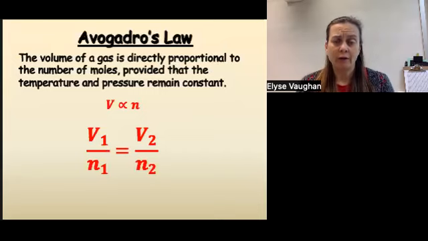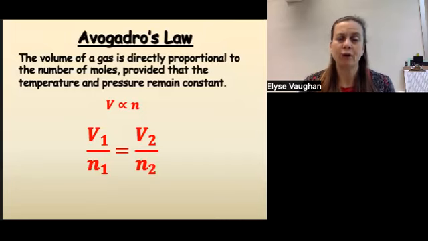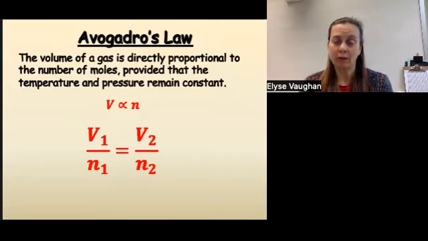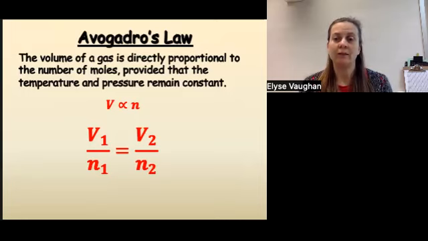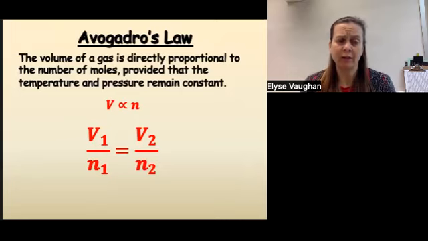And you might remember Avogadro, our friend from the mole, and you might remember Avogadro's number. And Avogadro's law relates moles and volume. And Avogadro's law says that the volume of a gas is directly proportional to the number of moles, providing that temperature and pressure remain constant. So now, instead of holding the number of molecules constant, we're holding the temperature and pressure constant and varying only volume. You could also look at an extension of Avogadro's law and say that if we hold temperature and volume constant, then pressure is directly proportional to the number of moles. But that's just kind of an extension of Avogadro's law.